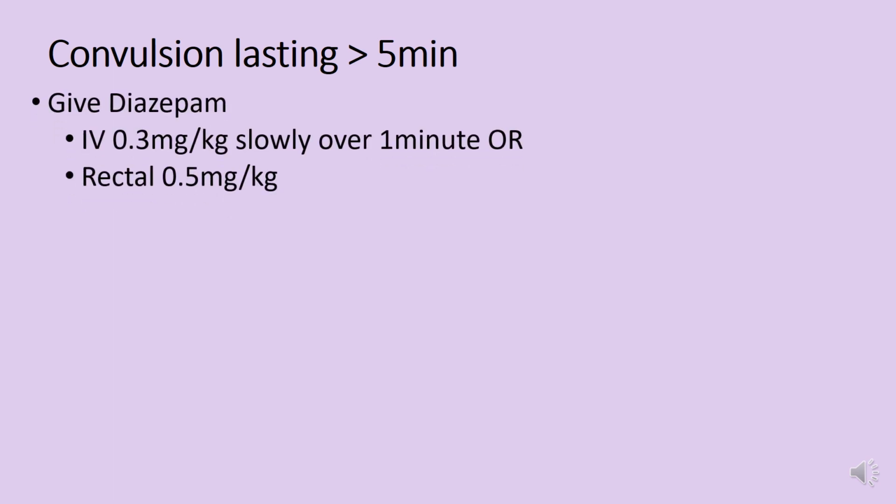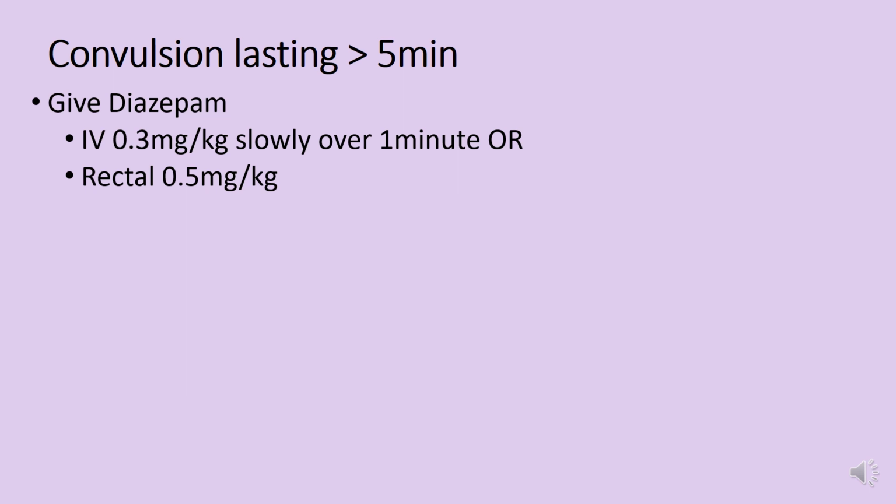The anticonvulsant of choice is diazepam. Diazepam can either be administered intravenously or rectally. When it is administered intravenously, the dose is 0.3 milligrams per kg given slowly over 1 minute. In case, for whatever reason, as a clinician, you're not able to gain IV access, then you can give rectal diazepam. In this case, the dose is slightly higher. It is 0.5 milligrams per kg.